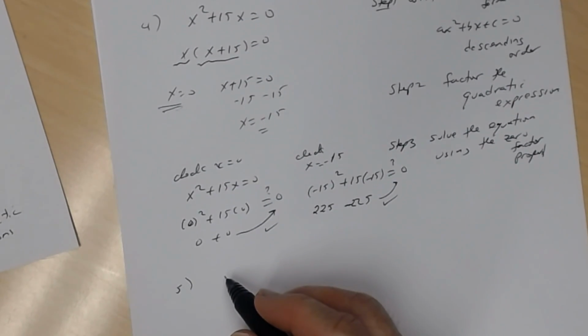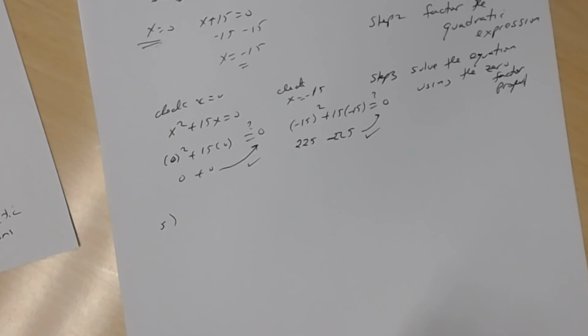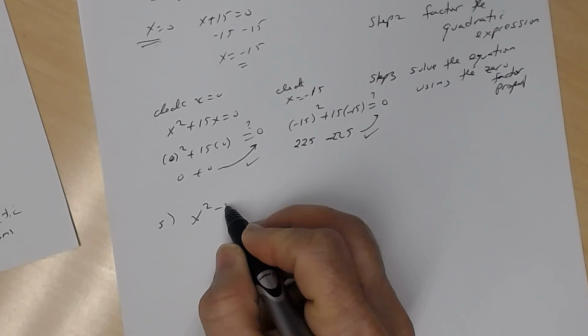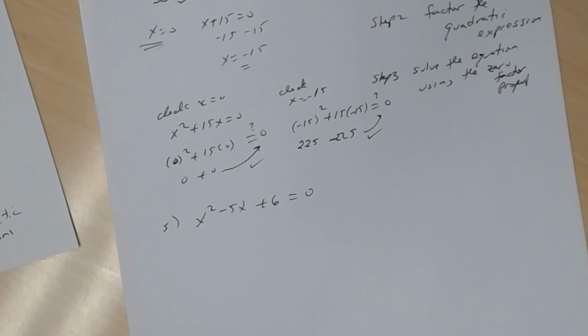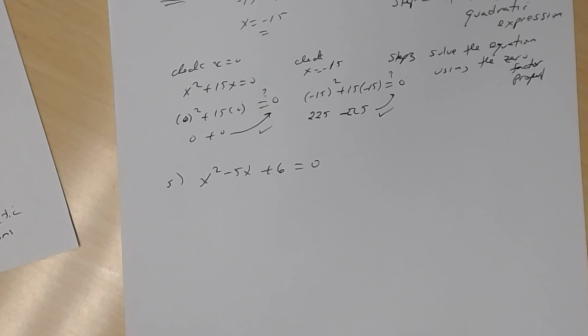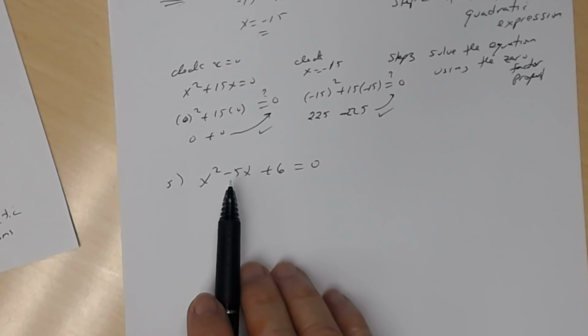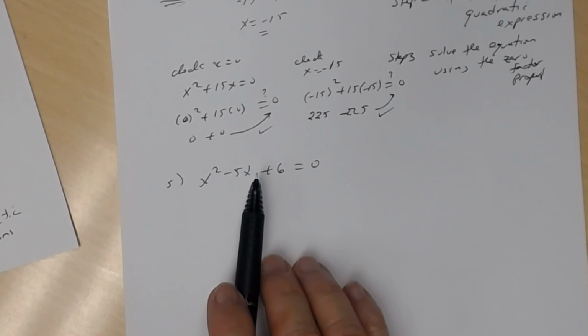Let's suppose we had x squared minus 5x plus 6 equal 0. So x squared minus 5x plus 6 equal 0. All right, so again, you got to ask yourself, what kind of equation do I have? Is it linear or is it quadratic? Because that's all you dealt with.